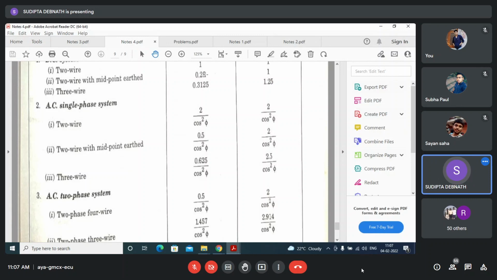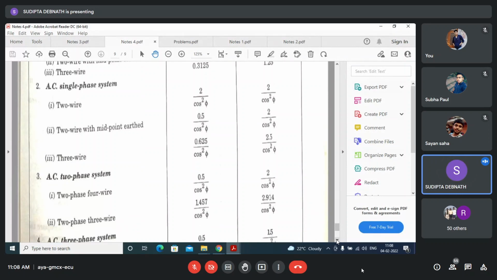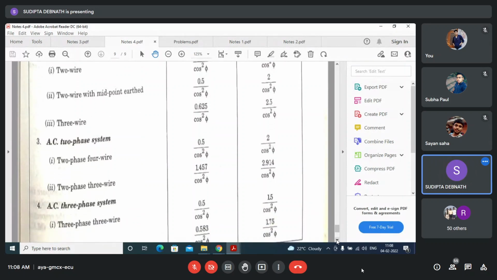Then it is 0.25, if this is considered as reference, and this is like this. These will be still less than 2, more than 2, because cos square phi will be less than 1. So you can get an idea of the amount of conductor material requirement. This is the 2-phase system, and the 3-phase system is coming like this.